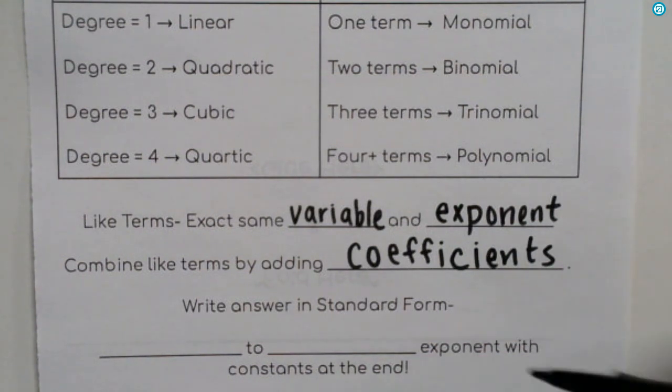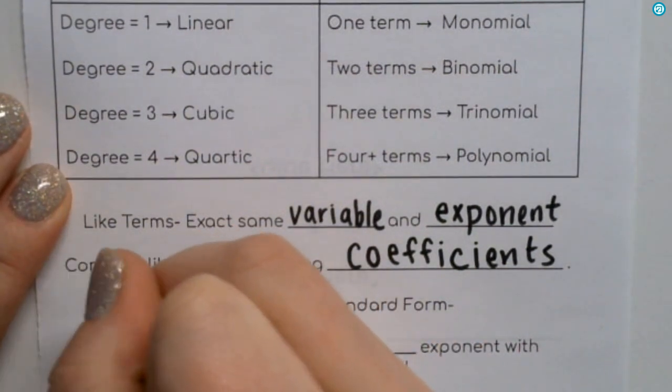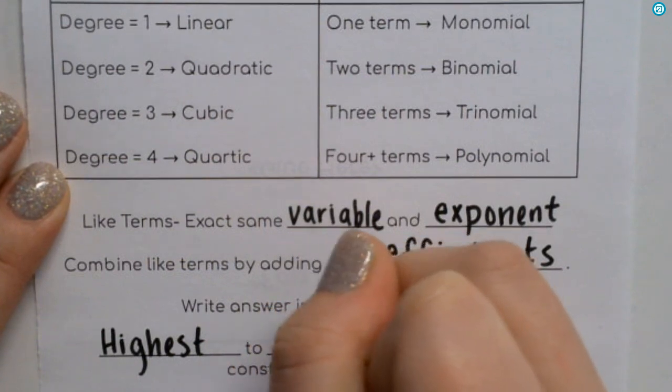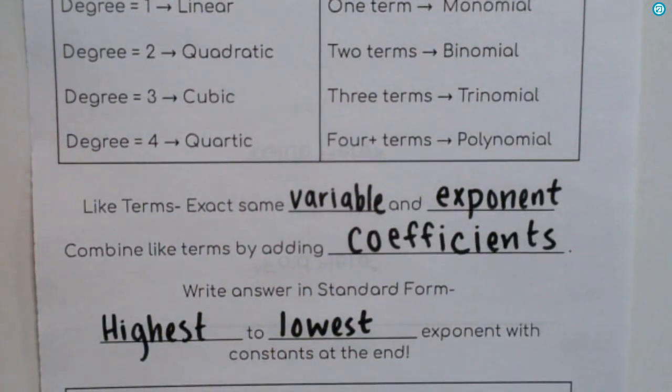And then the next thing is when we write our answers, we are going to write them in standard form. So standard form is like the alphabetical order of polynomials. What it is, we go from highest to lowest exponent, and then we put our constants, which are the numbers by themselves, we put those at the end.